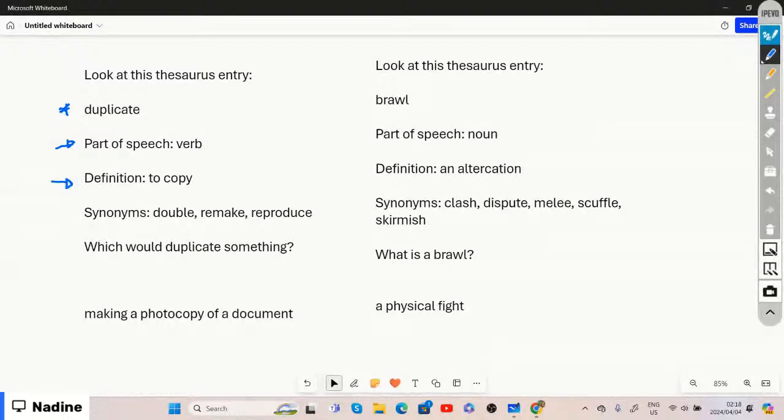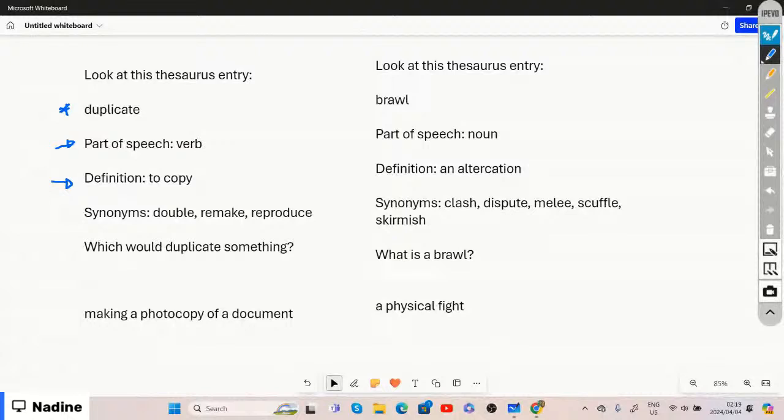And duplicate is a verb, it's an action, it is something that we are doing. We are photocopying something. We are trying to double this thing. We are trying to copy this thing. We are remaking this thing. We are reproducing something, right? So that is duplicate.